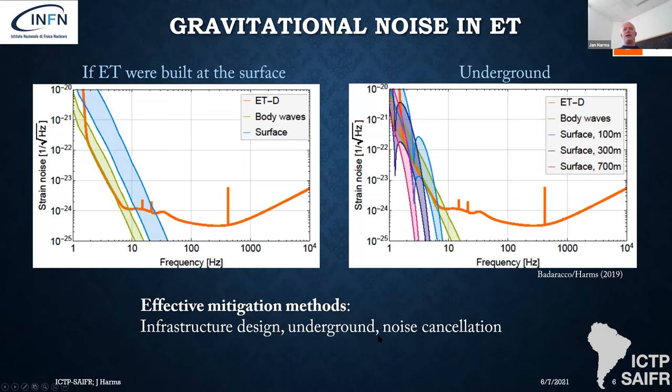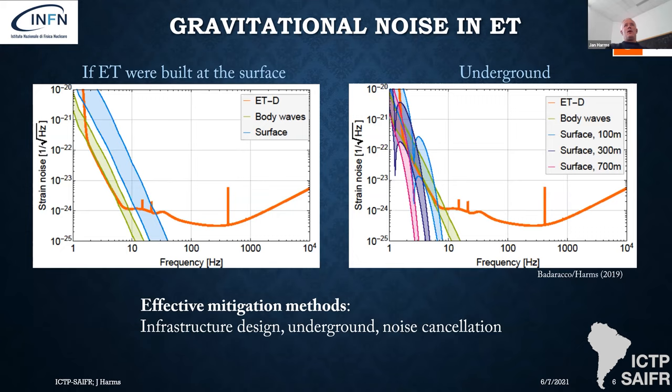Underground and noise cancellation. Recess, I don't list here anymore because, I told you, it's about the ratio between the dimension of the recess and the length of seismic waves. At these low frequencies, the waves become so long that you cannot build a recess big enough around the test masses to really avoid, significantly at least, the gravitational noise produced by seismic fields.